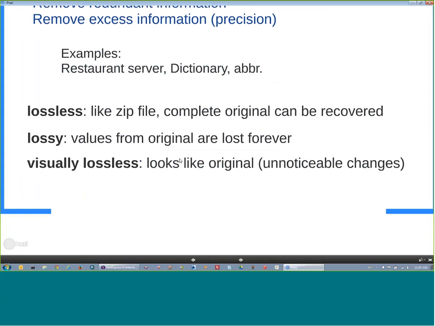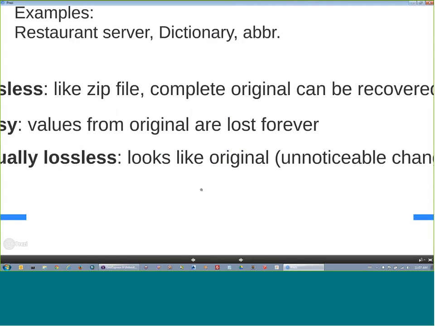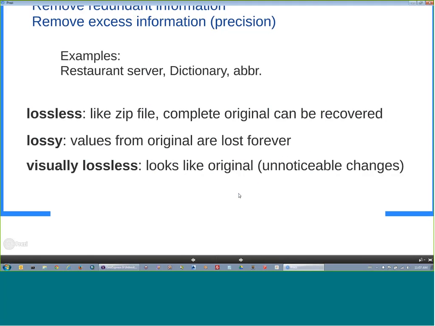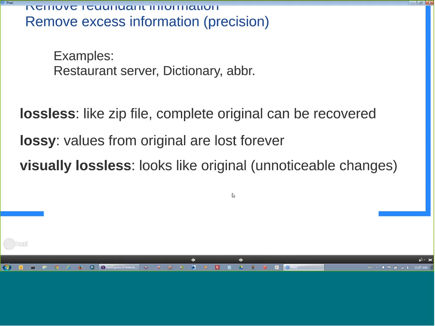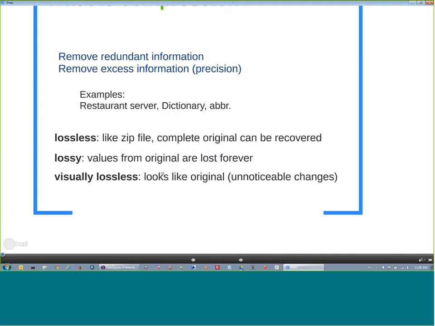And then we have this term when we talk about MrSID, visually lossless. That's something that looks like the original, but the changes that you make from being lossy are unnoticeable. So this is lossy we're talking about here, but we call it visually lossless because you can look at the original side by side with the compressed version, and if you didn't know which was which, you wouldn't be able to tell. That's what we mean by visually lossless.